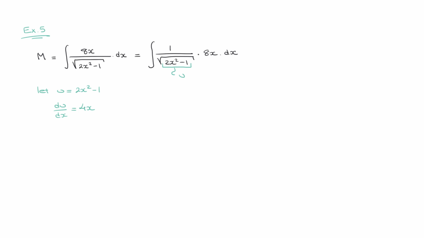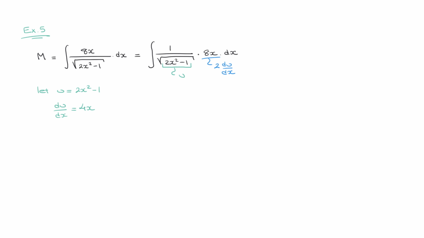Which is how I knew I should choose 2x squared minus 1 as the new variable u instead of the square root of 2x squared minus 1. That being said, I carry on. Comparing the 8x we have here to the derivative du dx, which equals 4x, we quickly see that 8x is equal to 2 times this derivative. In other words, 8x is 2 du dx.